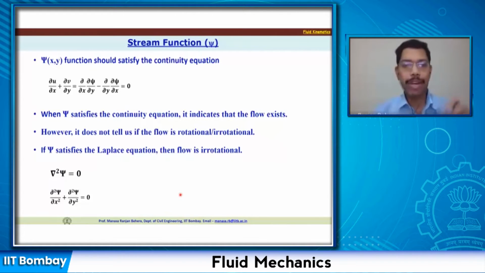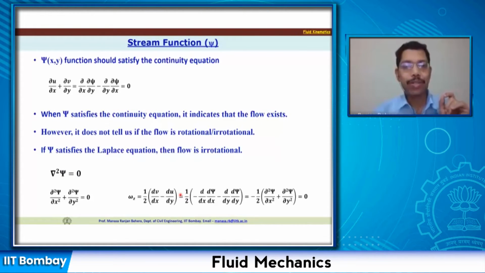How do I find out the rotation for the xy plane? I will write down the rotation as omega z, which is nothing but 1/2 (∂v/∂x minus ∂u/∂y). In this, if I substitute the value of v and u in terms of psi, I will be able to write 1/2 multiplied by minus ∂/∂x(∂ψ/∂x) minus ∂/∂y(∂ψ/∂y). Alright? And that is equal to minus 1/2 (∂²ψ/∂x² plus ∂²ψ/∂y²).